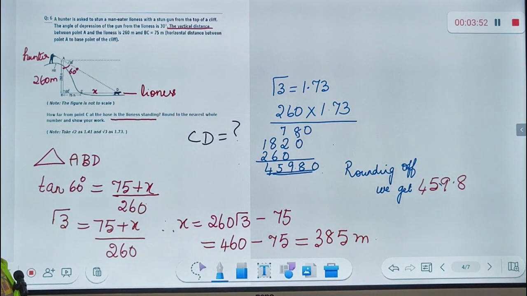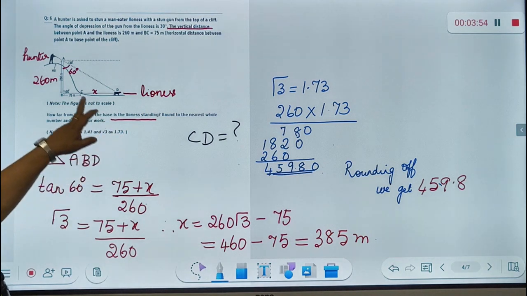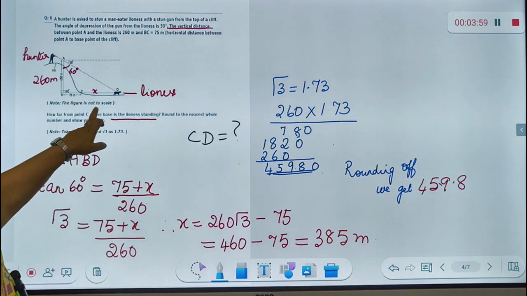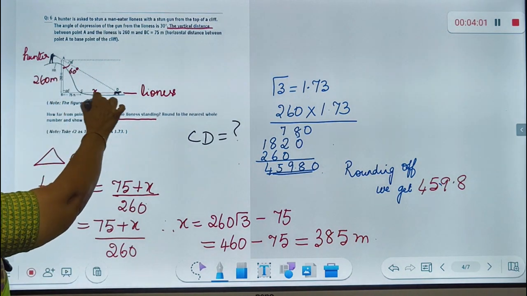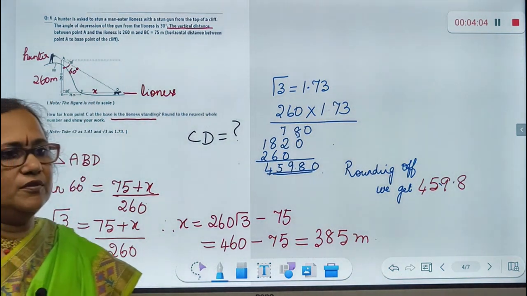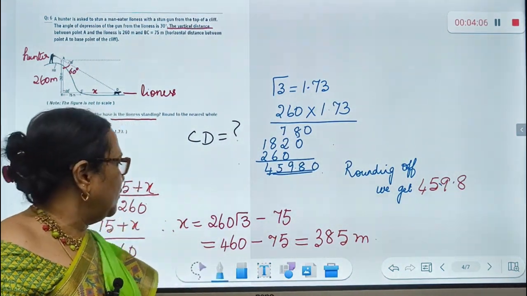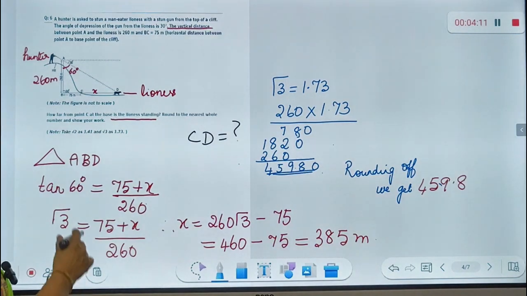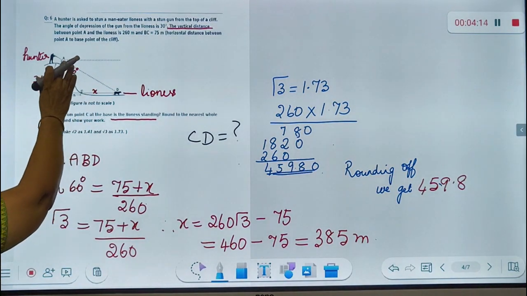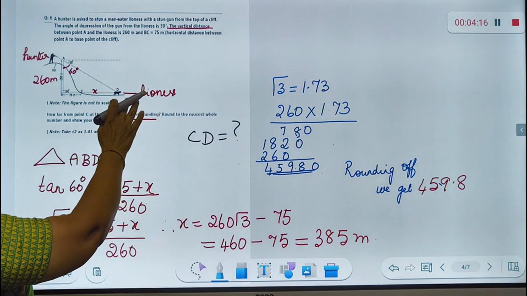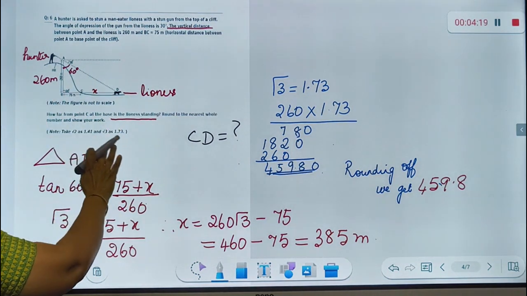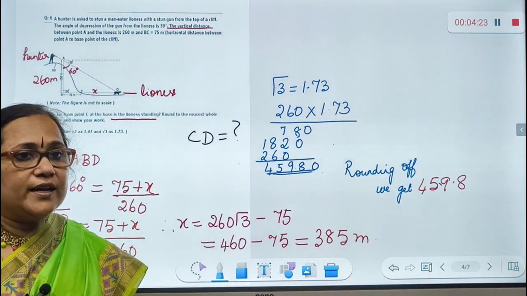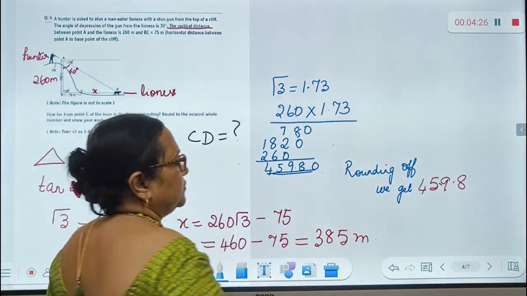Are you able to follow? So this is the distance between the lioness and the point C. That is the point which is on the base point of the cliff. This is the cliff, so this is the base point of the cliff. So the lioness is at a distance of 385 meters from the base point of the cliff. So please understand how to convert the given information into a diagram if the diagram is not given. If the diagram is given, learn how to interpret the data and solve the problem.